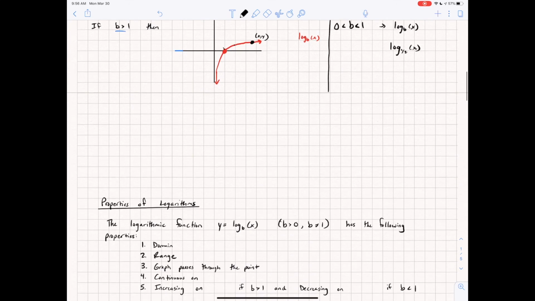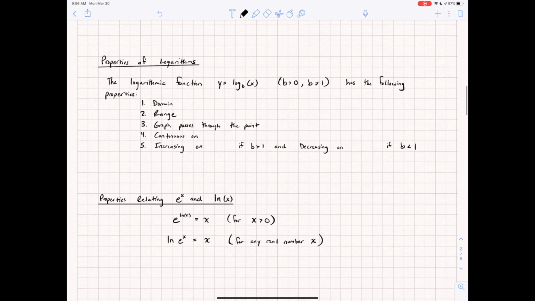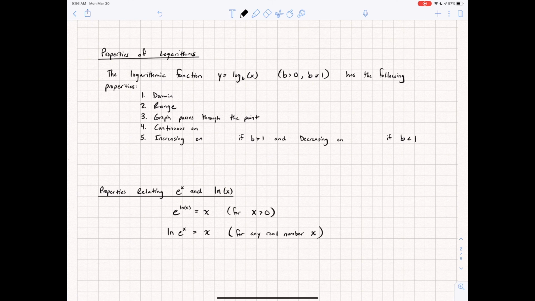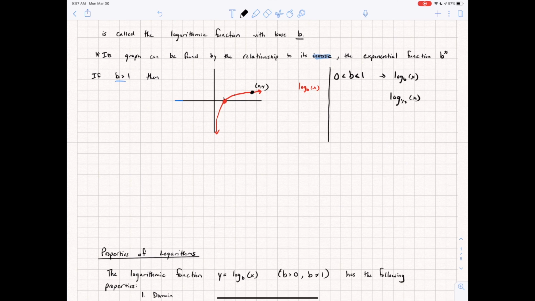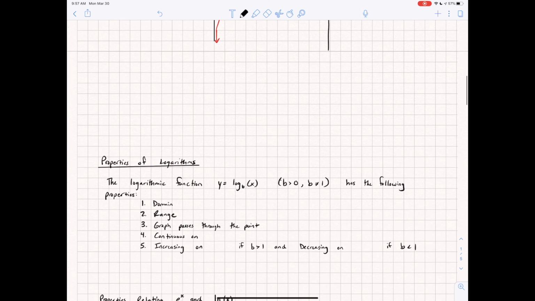So let's take a look at some properties then for logarithms, and then some unique properties for e to the x and ln, the natural log. So the logarithmic function y is equal to log base b of x has the following properties. The domain, as we saw in the graph, just scrolling back up, what I'm allowed to plug in for logs are anything from 0 to infinity, where I cannot plug in 0 itself.